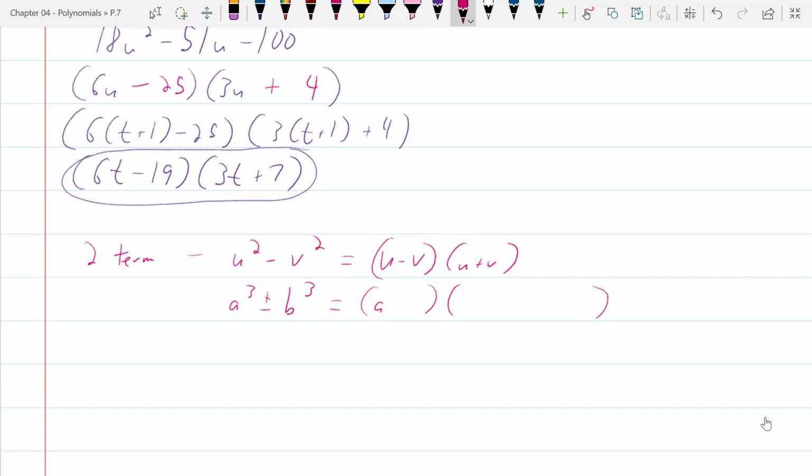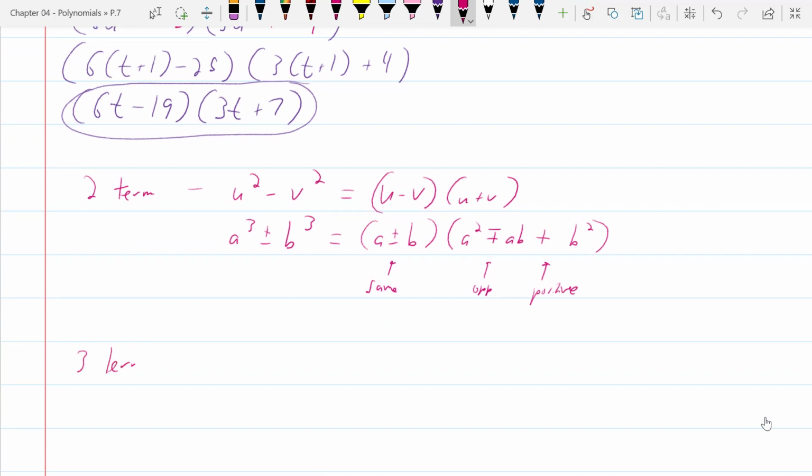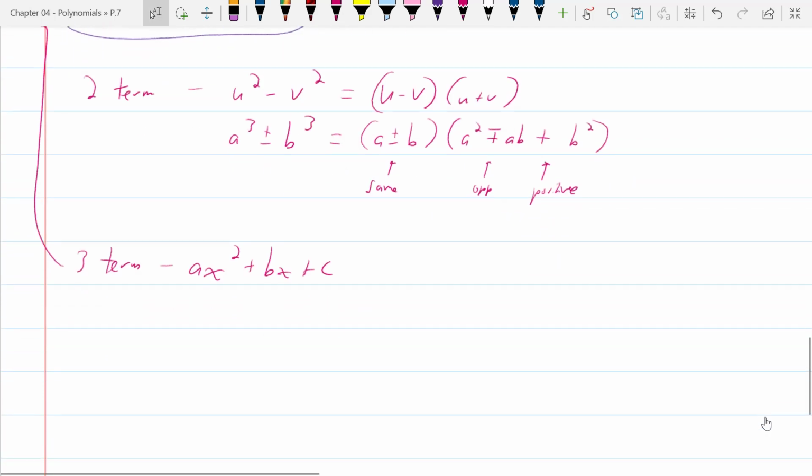The binomial is going to have the same sign as the original two-term difference or sum of cubes, and the trinomial is going to have a squared, b squared, ab in the middle: same, opposite, and always positive. Remember, this notation here means opposite of whatever this was. Same, opposite, and always positive. Then we have three-term polynomials, which we just did. That's everything like the ax squared plus bx plus c, things that look like that.